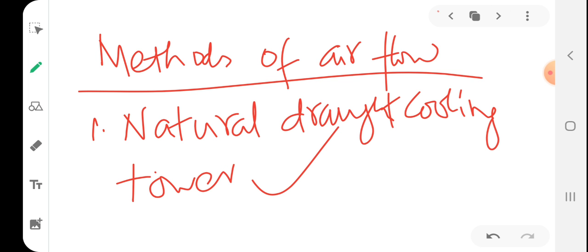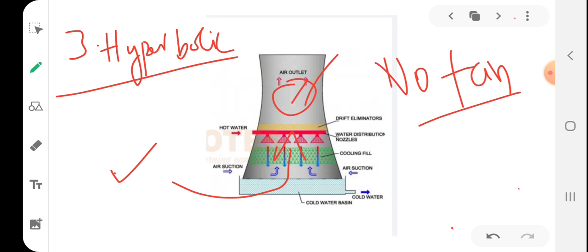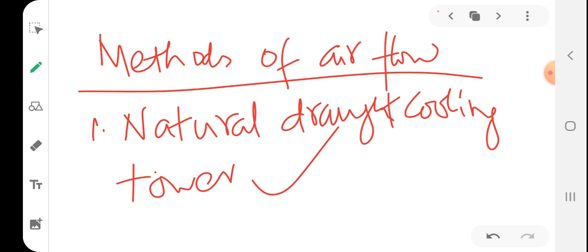A natural draft cooling system utilizes the principle of buoyancy to achieve this desired effect. The fluid movement can be parallel, counter flow, or cross flow, any flow, but it will be a natural draft cooling tower only when it works based on this chimney effect.